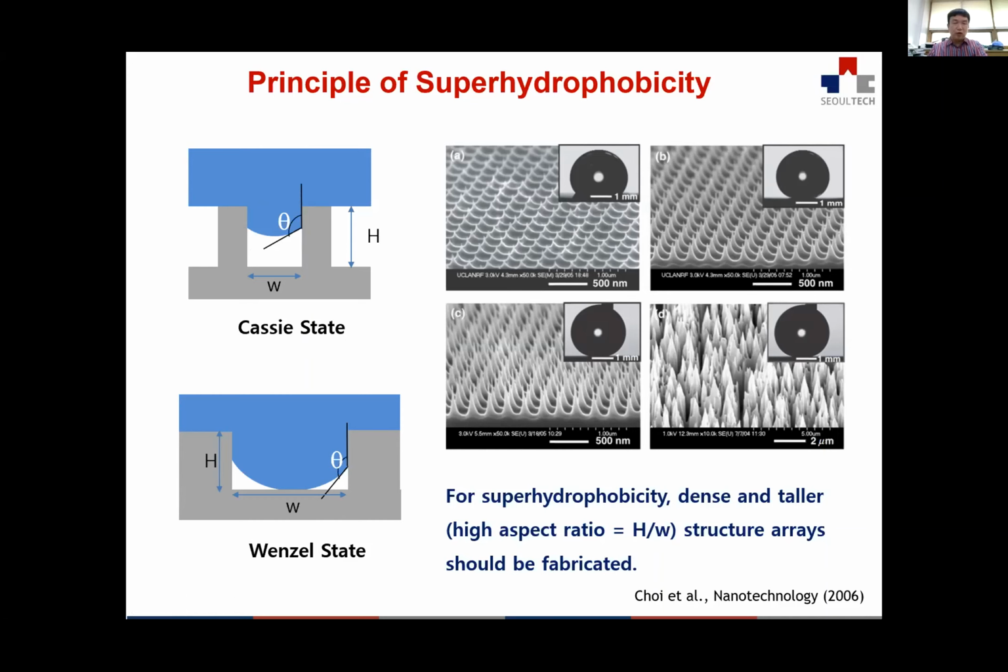On the other hand, when the aspect ratio, defined as H over W, is lower, the liquid can contact the ground of the structures, and then the liquid can wet the whole surface. So that's why for superhydrophobicity, dense or taller structures are necessary, and they can show superhydrophobicity. However, you can guess the taller, high aspect ratio structures are very weak in shear stress.